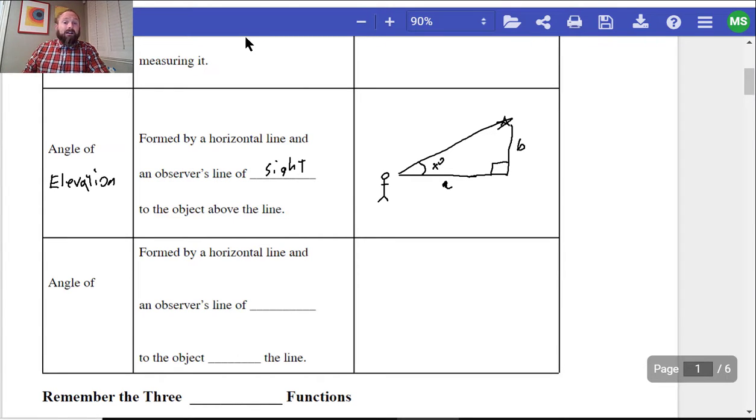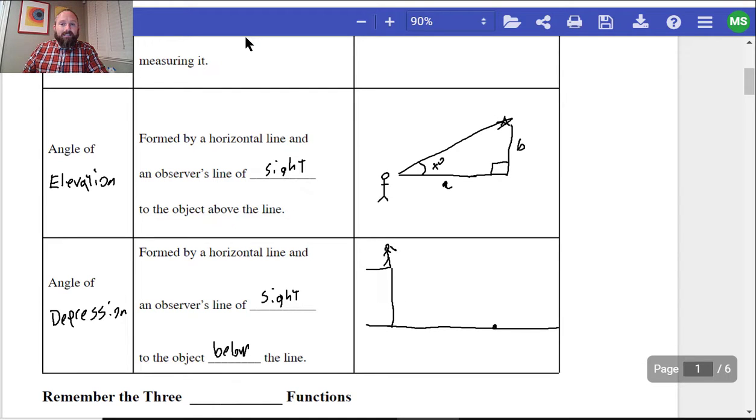Now, the angle of depression is formed by a horizontal line and an observer's line of sight to an object below the line. So we're going to see that with this. Let's say we are in a building, and we have a dude right here, and he's looking down. He's like, hey, I'm looking at this right here.